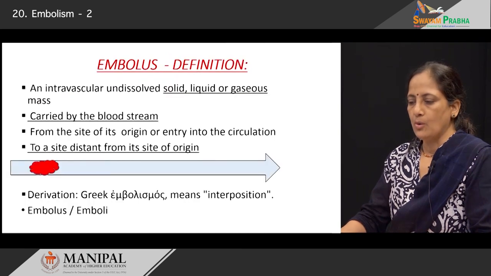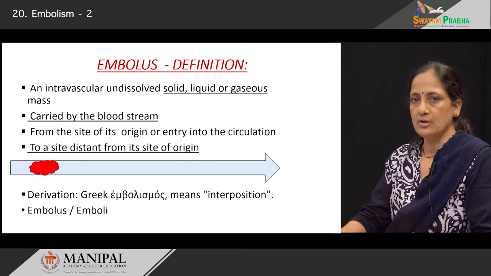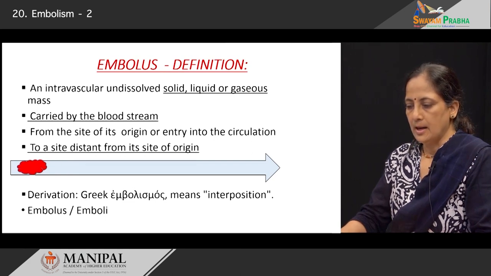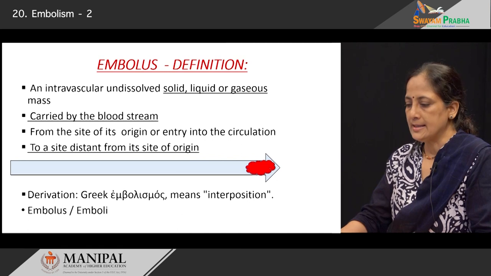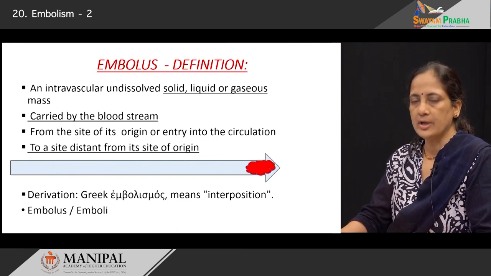By definition, we know that embolism is an intravascular, undissolved, solid, liquid, or gaseous mass carried by the bloodstream from the site of its origin or entry into the circulation to a distant site from its point of origin. The mass itself is referred to as an embolus if it is single, or emboli if there are multiple. The basic thing is that it moves from the point of its origin and reaches a distant site before it blocks the vessel.